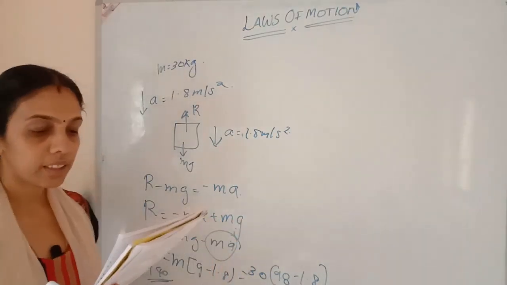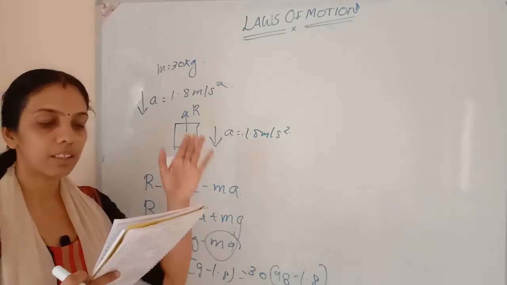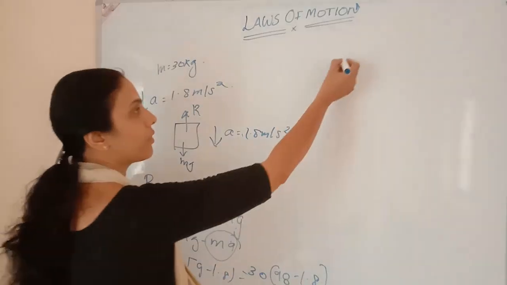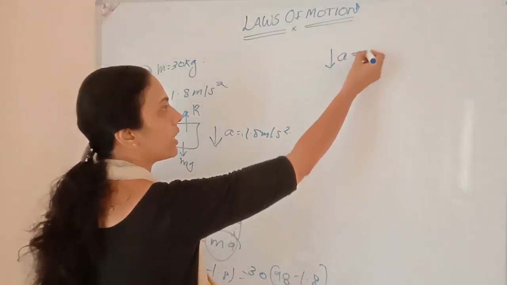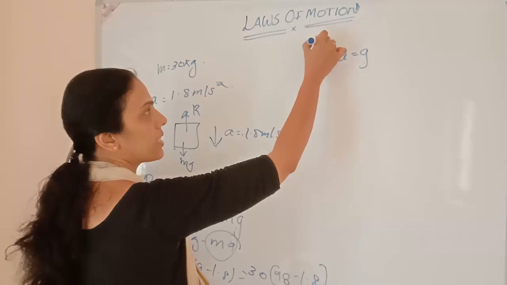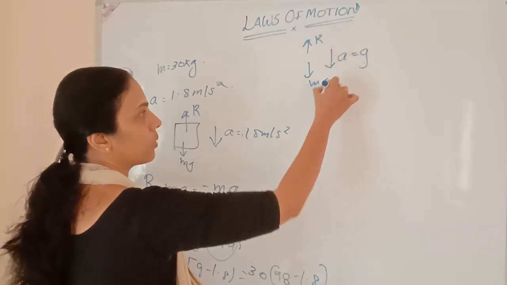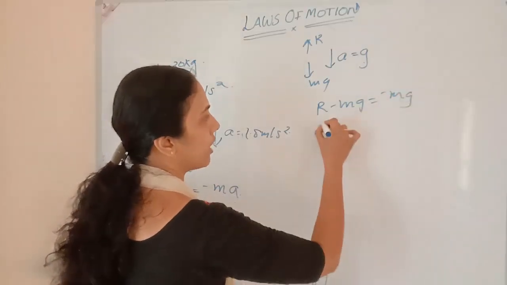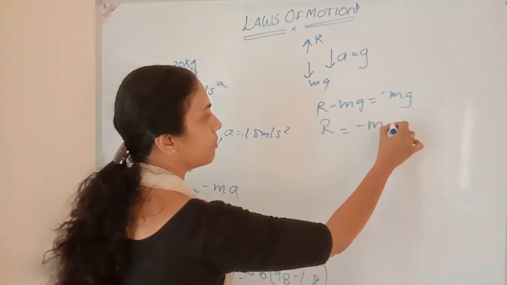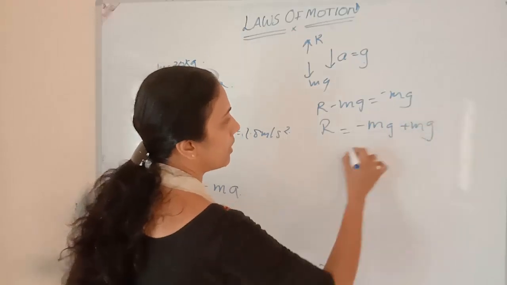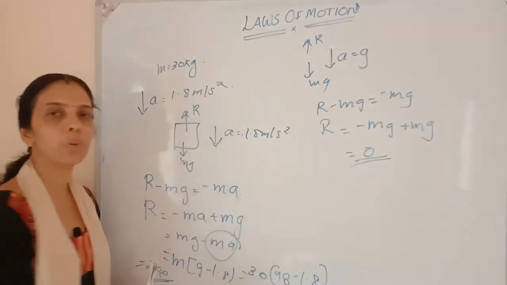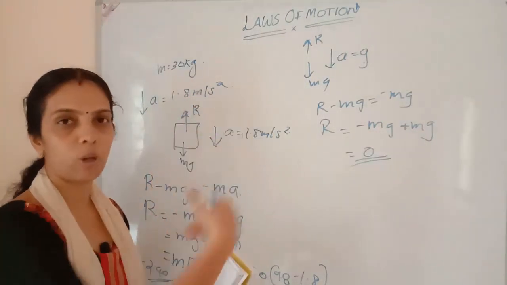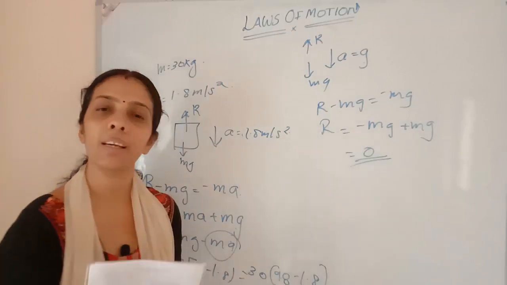What will be the effect if the cable is cut and the lift is falling freely? So what will happen if the lift is falling freely? The downward acceleration a will be equal to g. Reaction is acting upward, mg is acting downwards. So R minus mg equals minus mg. Therefore R equals minus mg plus mg, which is equal to 0. So if the lift is breaking and falling down, the reactional force will be 0.